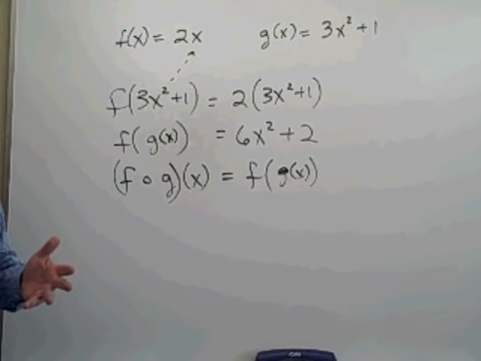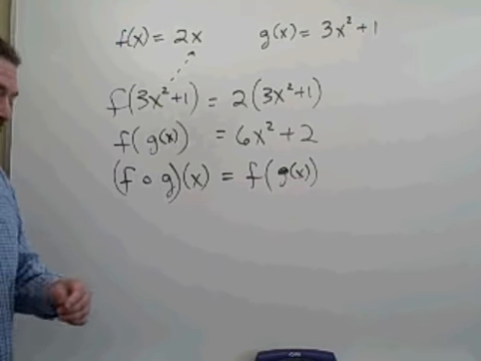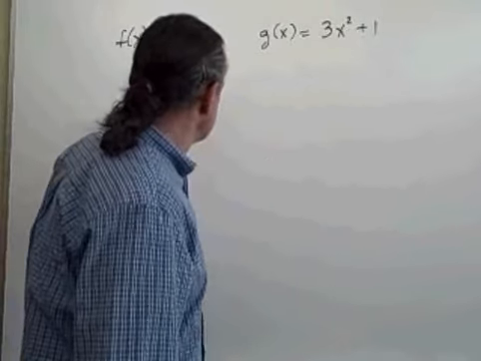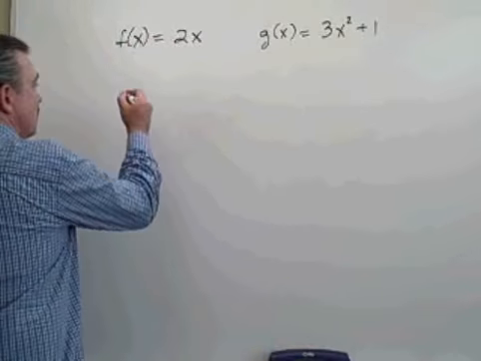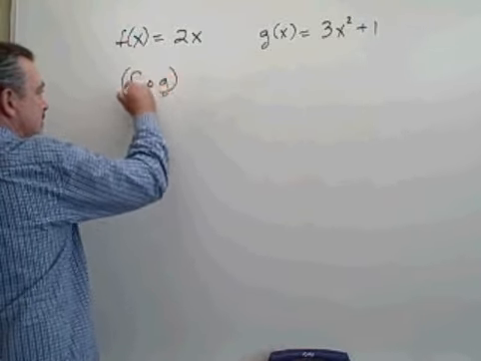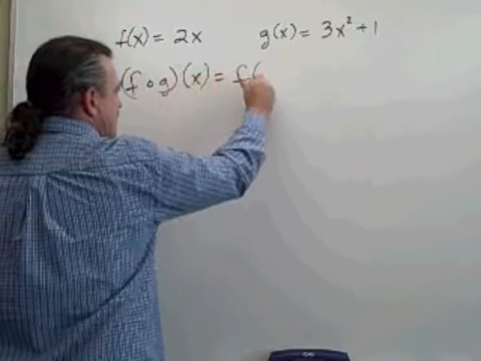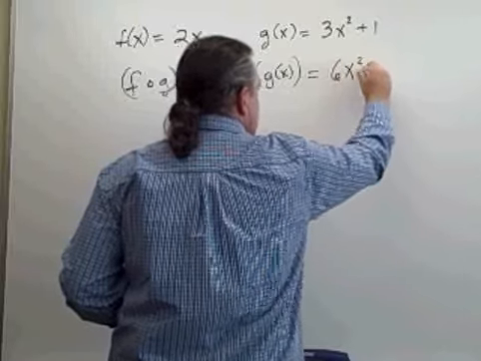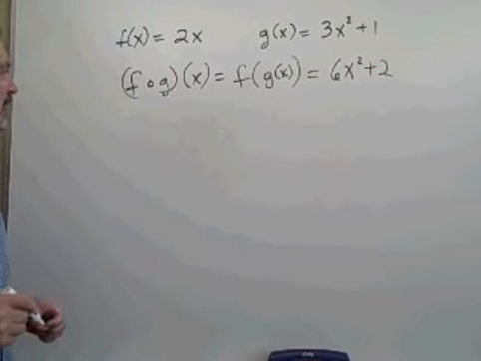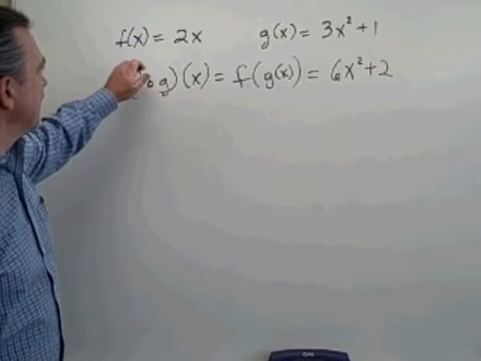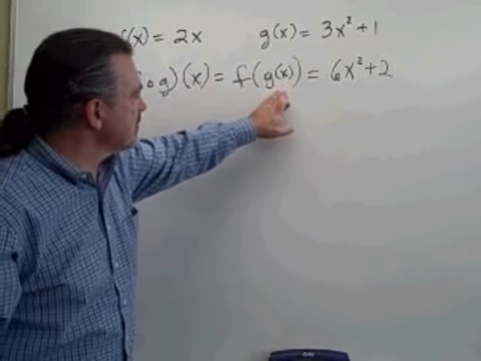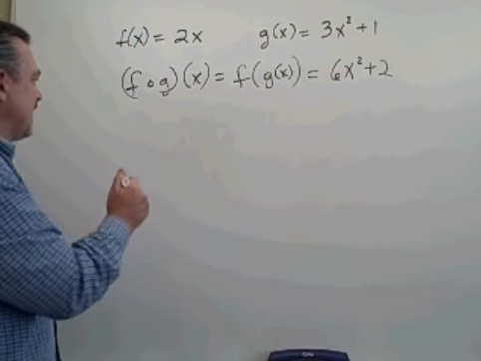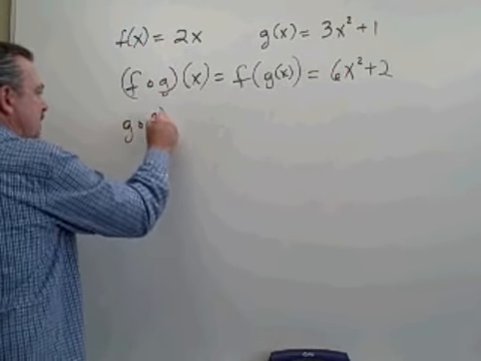Well, let's see what we would get if we reversed the composition. So f composed with g of x, which is f evaluated at g of x, gave us 6x squared plus 2. Wherever there was an x in f of x, we replaced it with the entire expression that defines g of x and simplified. Now, let's look at g composed with f.